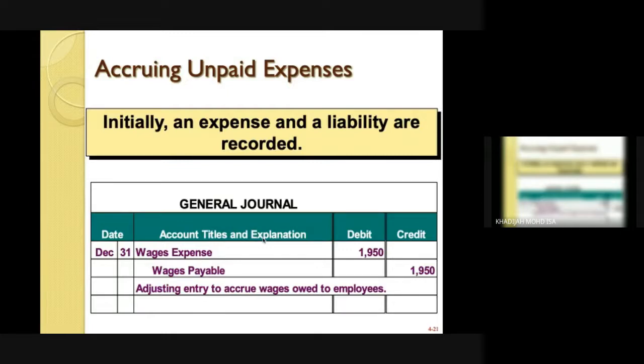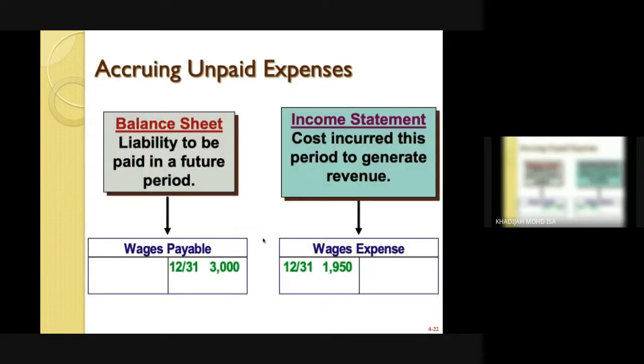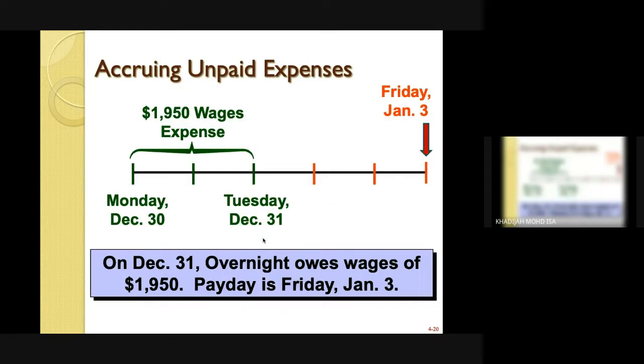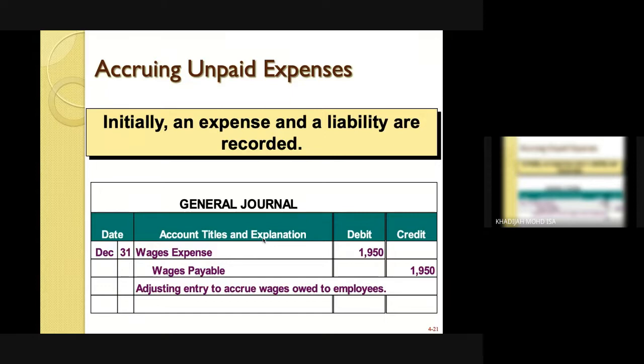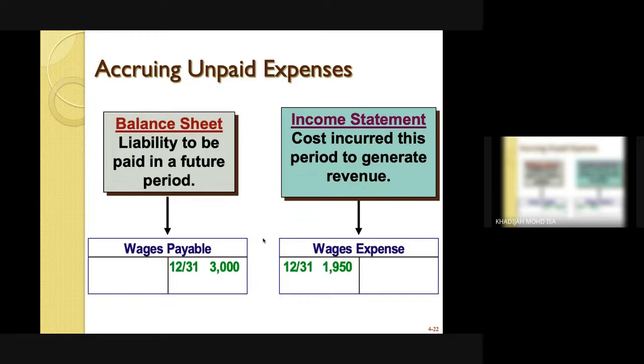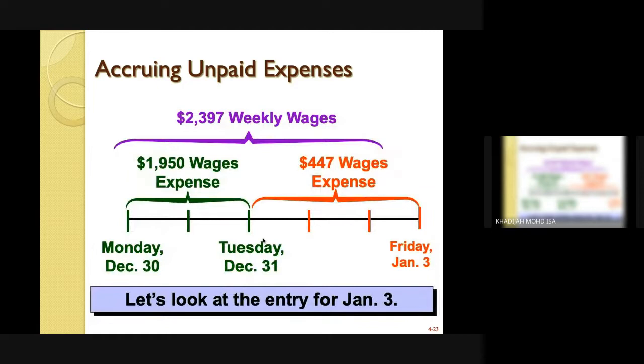Right, this is common because wages are normally paid a bit late. It's not that today you do your job, immediately your boss will pay you. Normally the boss will pay at the end of the month, so it will take some time. So in your balance sheet you have wages payable. In this case it's 3,000. Why is it 3,000? Initially it was 3,000, but then you recognize 1,950. This one is for your unpaid expenses.